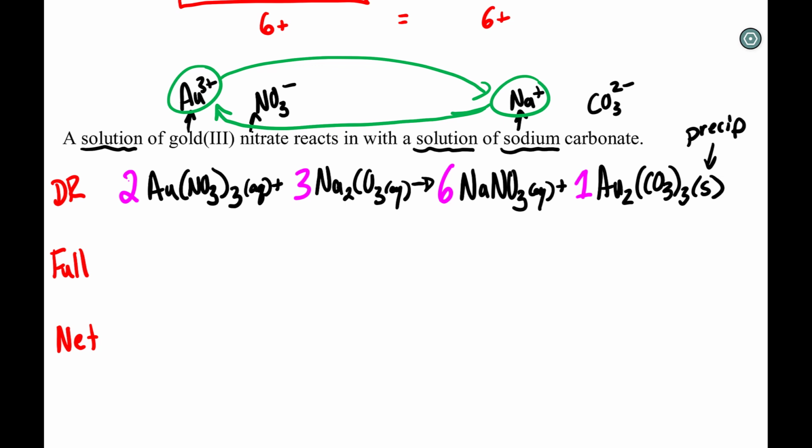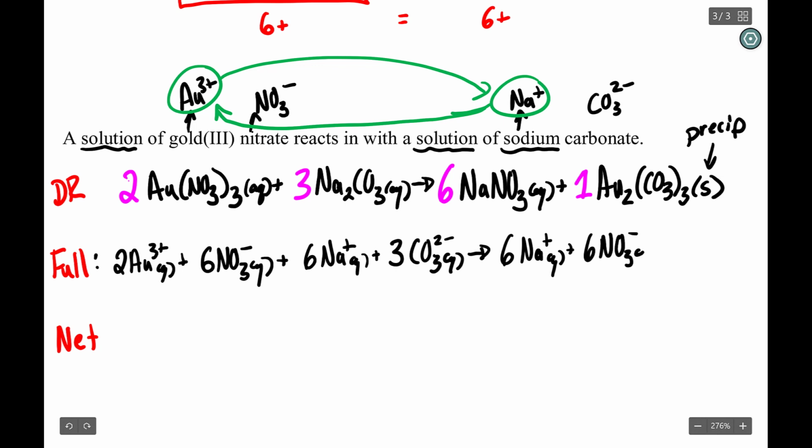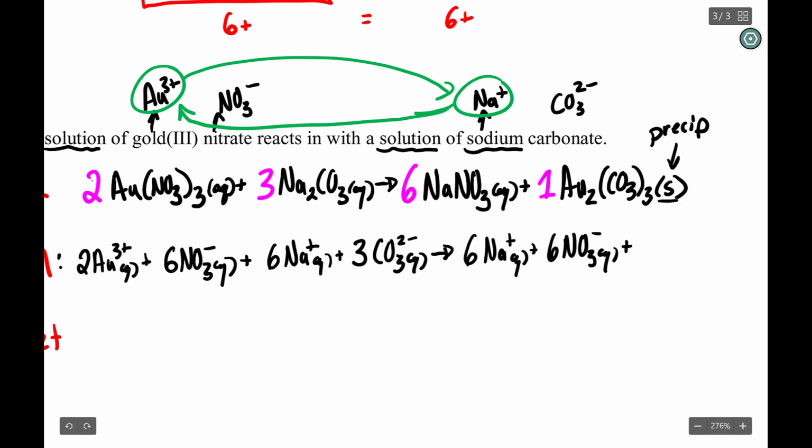To do the full ionic, what we need to do is break this down into its ions, if they are ions. So starting over here, I have 2 gold 3 plus ions. And I have 6 nitrate ions. I have 6 sodium ions. And I have 3 carbonate ions. On the product side, this is aqueous, so I've got to split it. So 6 sodium ions aqueous, plus 6 nitrate ions aqueous. And then I have a compound which is solid. So I don't split that apart because it's insoluble. So then I have 1 Au2(CO3)3 solid.